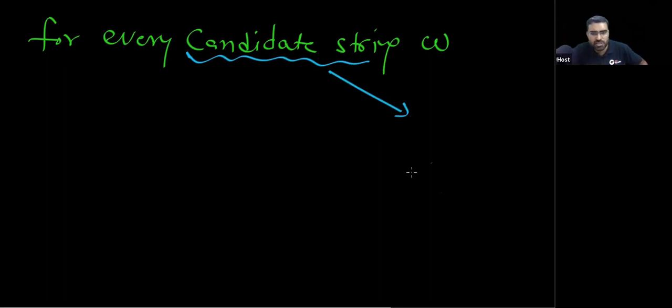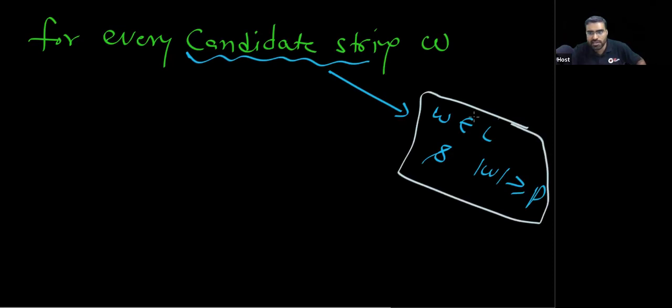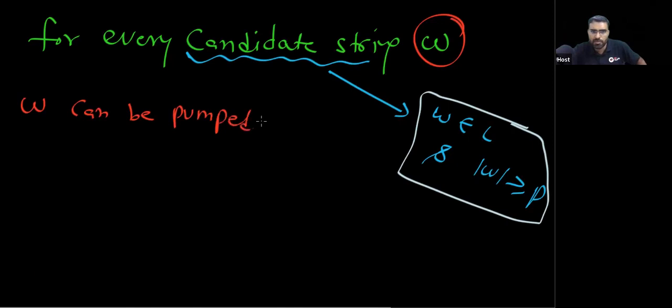Now, what should happen for every candidate string? Remember, who is a candidate string? Just tell me one last time. A candidate string belongs to L and its length is greater than or equal to P. So for every candidate string, what will happen? W can be pumped. W can be pumped. Okay.